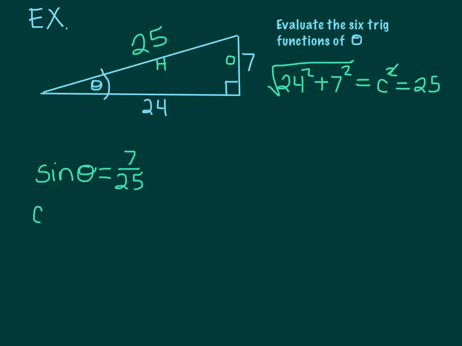So cosine theta, cosine is a over h. This is our adjacent here. So 24 over 25.